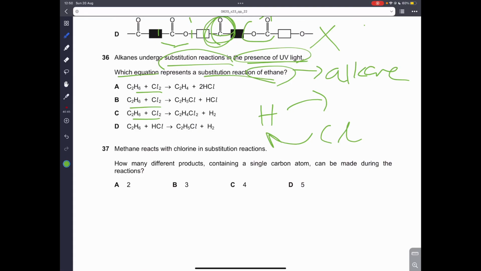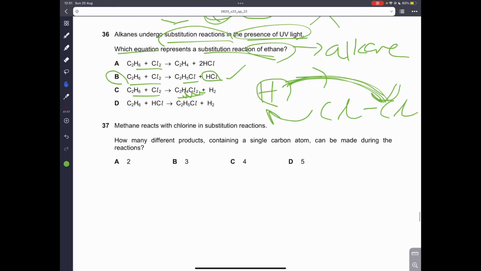So this is going to be C2H5Cl, and then it's going to produce HCl as a side product, because this hydrogen and another chlorine atom are going to react, and this forms an HCl molecule.